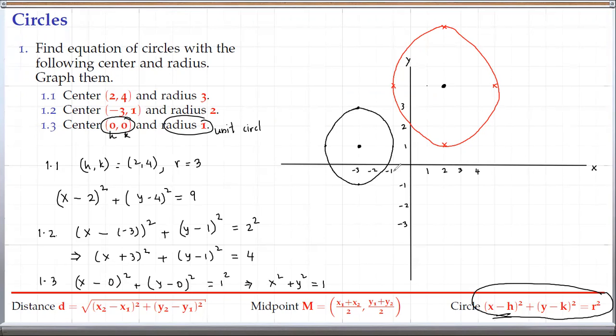And for the third one, the center is 0, 0, which is right here. And the radius is 1. So it should go 1 unit all around that point, which will look like this. So this is the third circle. This is the first one, this is the second one, and this is the third one. So basically, once you have center and radius, then you have the circle defined.